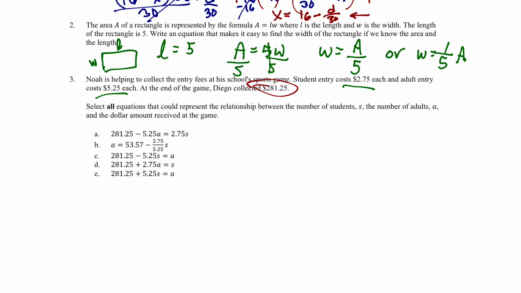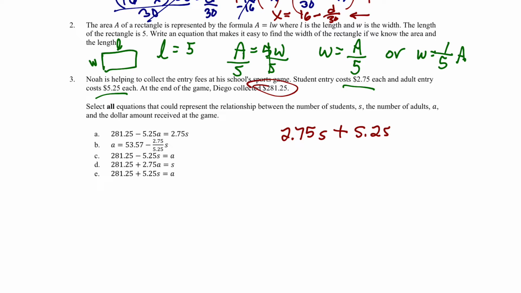Let's say we have $2.75 times the number of students plus $5.25 times... I still have eraser on. Let me go and fix that. There we go.